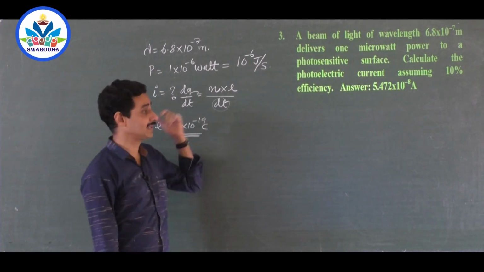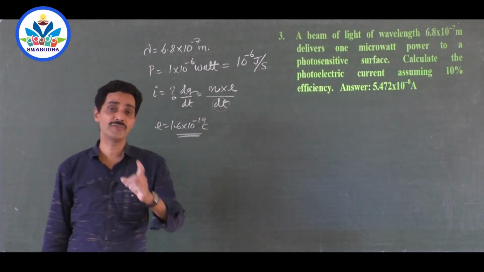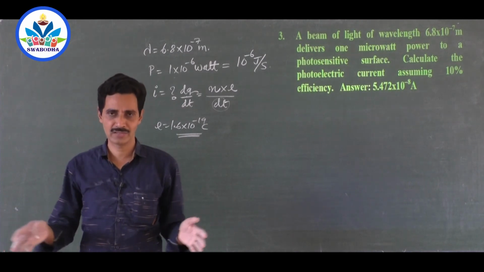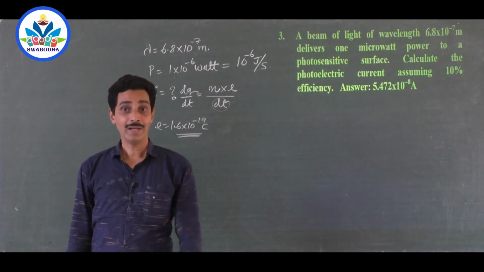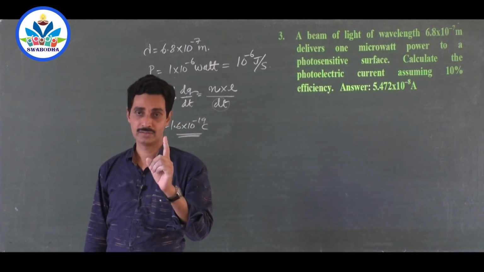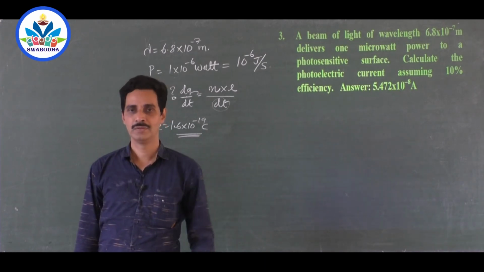And that energy, 10 to the power minus 6 joules per second, is not from one photon. It is by the collection of many photons. What is the energy of one photon? That is what you have to go back to now.